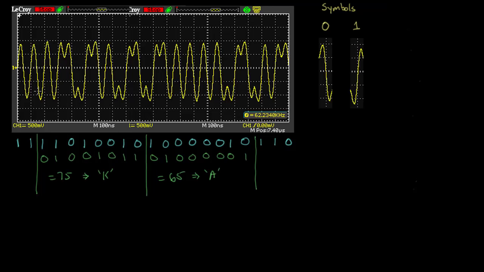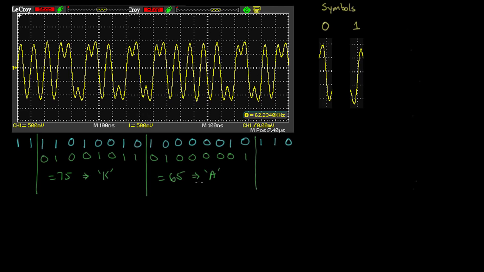So in the last video, we looked at this Ethernet signal and we decoded each of the bits by using these symbols over here. A 0 is represented as a positive voltage transitioning to a negative voltage, and a 1 is a negative voltage transitioning to a positive voltage. And so we decoded each of these bits, and then we flipped the order of the bits for each of the bytes. This byte, when we convert to decimal, is 75, which is a K. And then this byte is a 65, which is an A, and so we're sending KA.